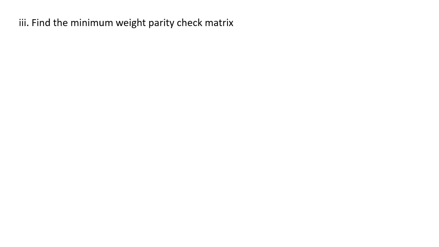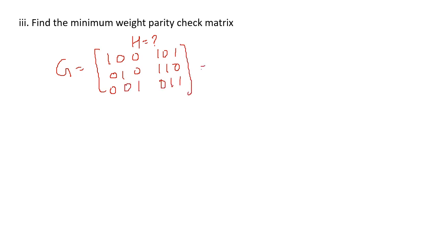The third question is to find the minimum weight parity check matrix. So you are asked to find the parity check matrix H. The generator matrix G is given as 1 0 0 1 0 1, 0 1 0 1 1 0, 0 0 1 0 1 1. We know by definition the generator matrix is I k concatenated with the parity matrix. Therefore, the parity matrix P is 1 0 1, 1 1 0, 0 1 1.